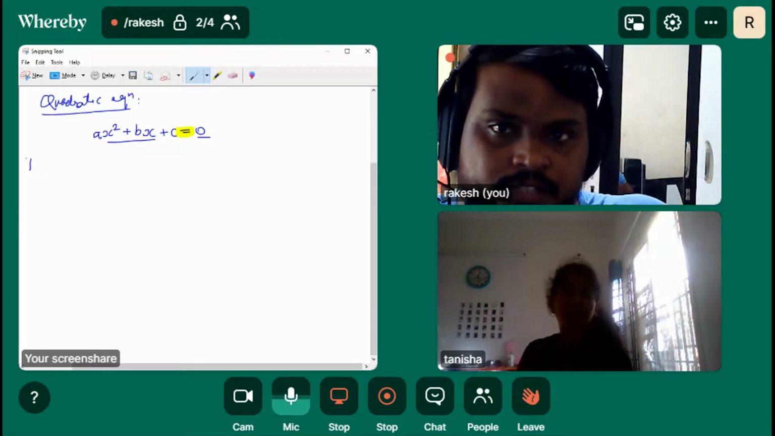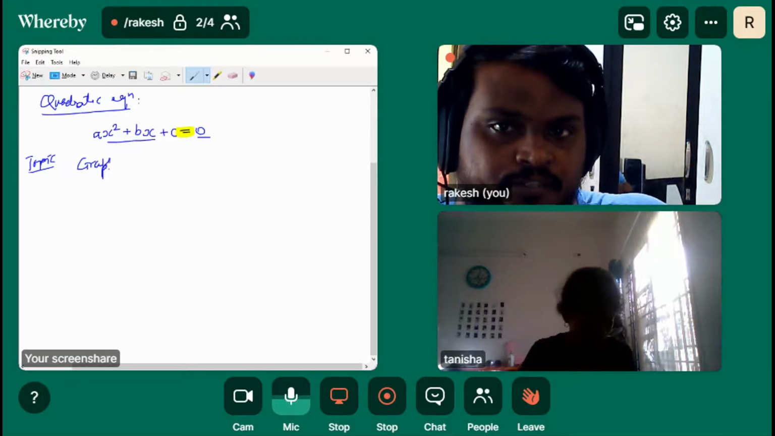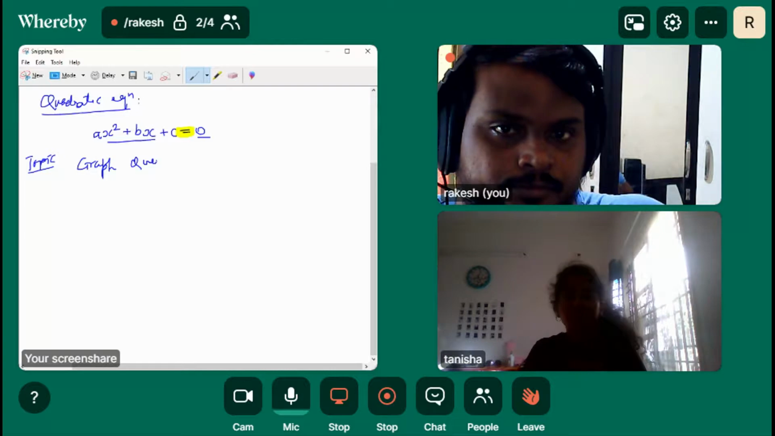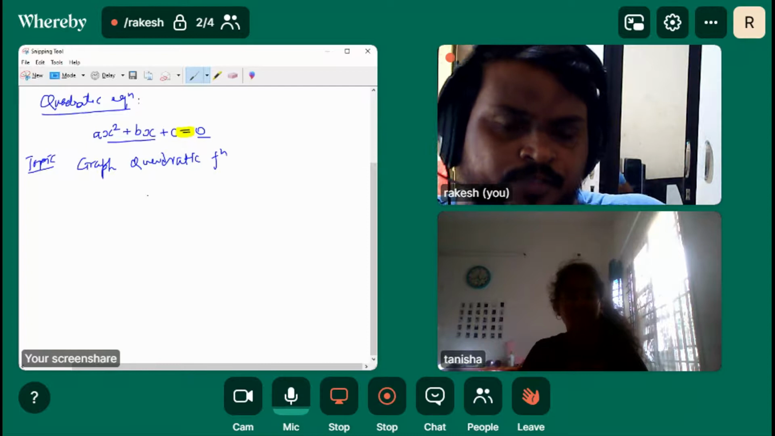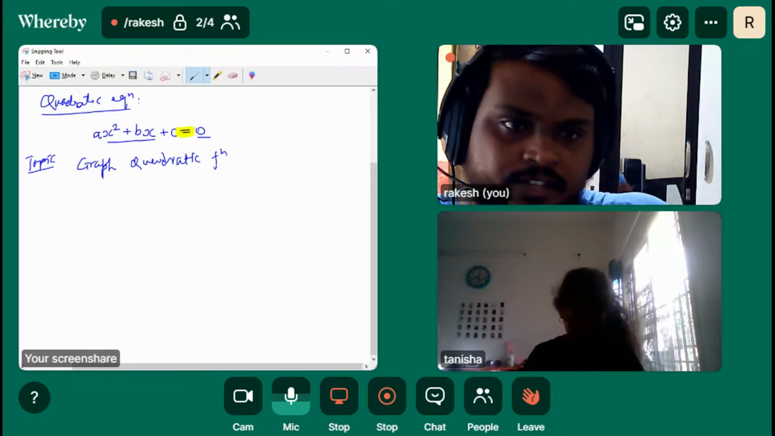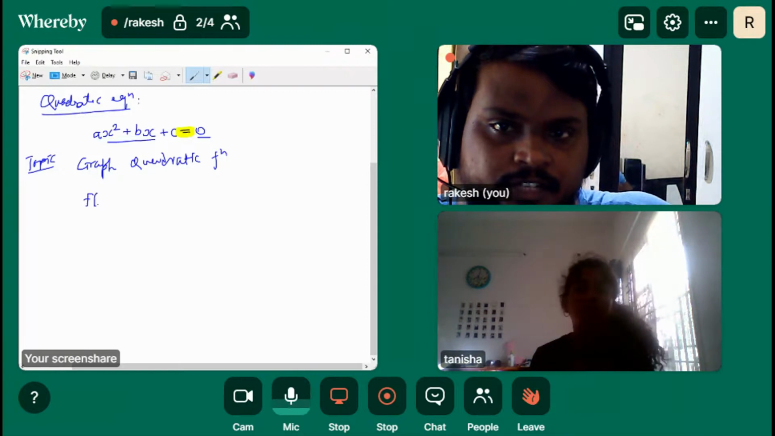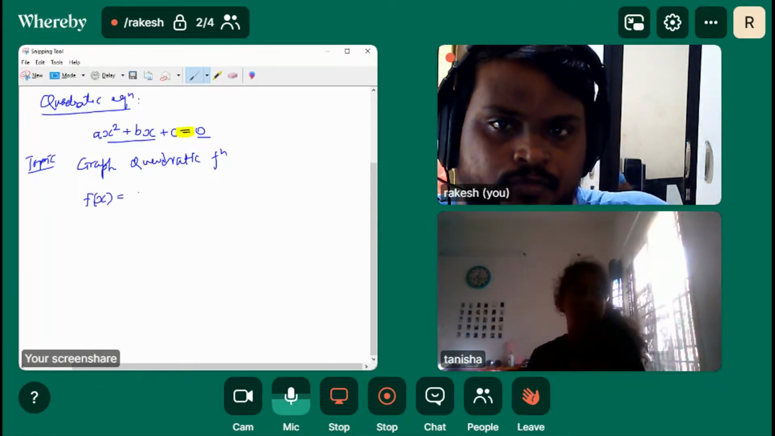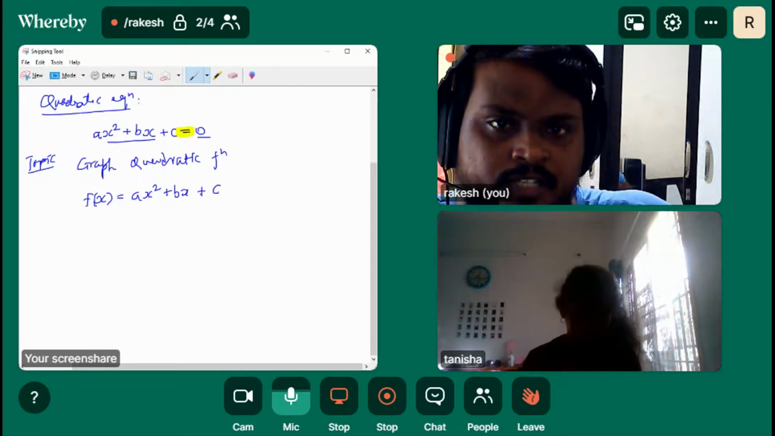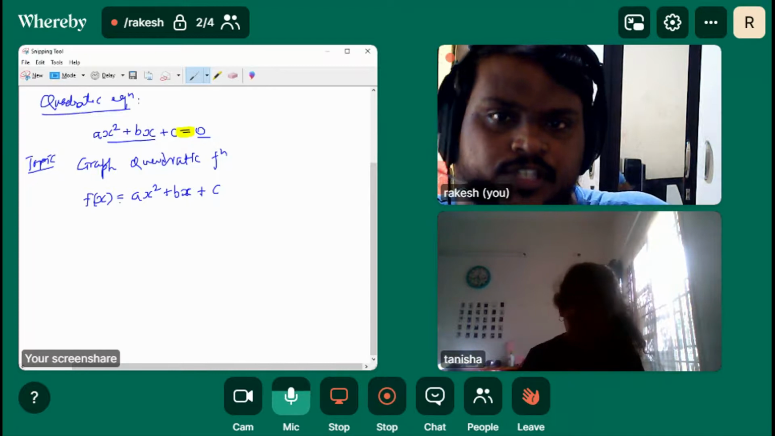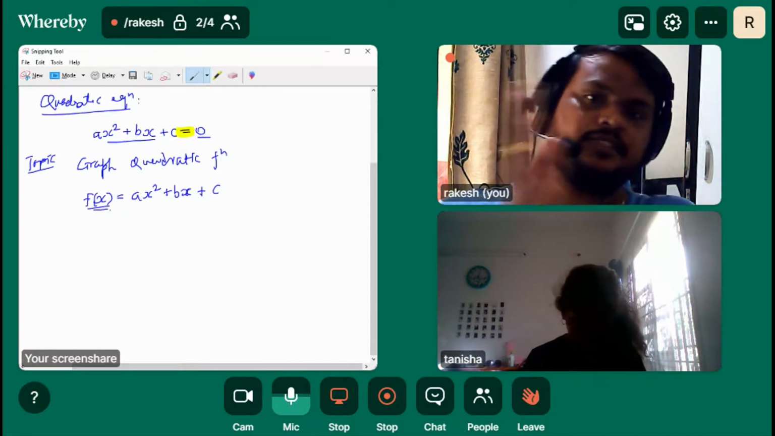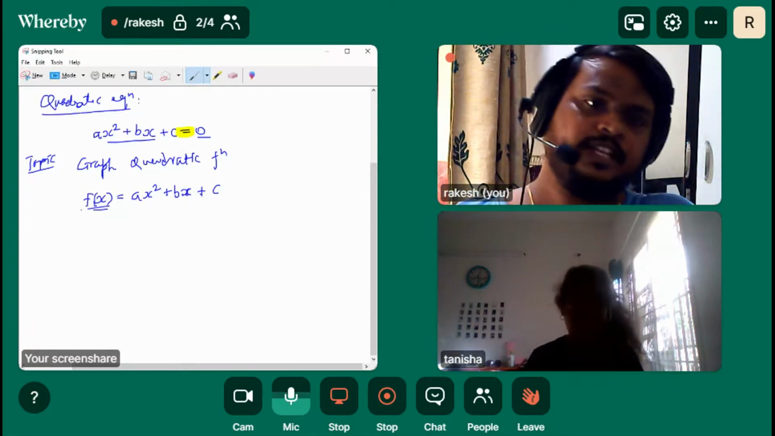Now our topic is where we have to graph the quadratic function. Fn means function, I have written Fn as short form. So what is quadratic function? If f of x is equal to ax square plus bx plus c, this is quadratic function. Function in terms of x, right?